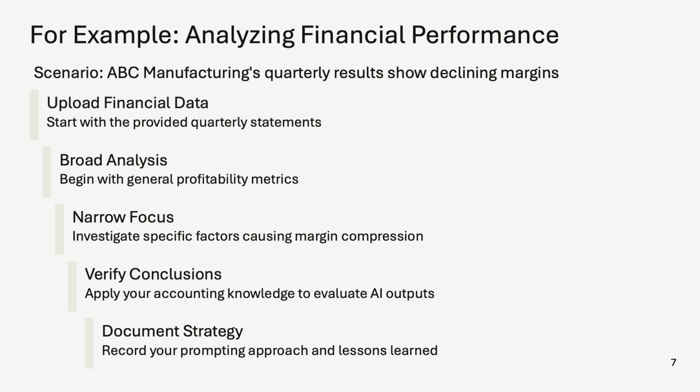Based on the output, you would continue drilling down, looking at the cost of goods sold components. What specific cost categories show the most significant increases? And this is crucial. You would verify the AI's conclusions using your accounting knowledge. Do the explanations make sense? Are there alternative explanations that the AI missed?